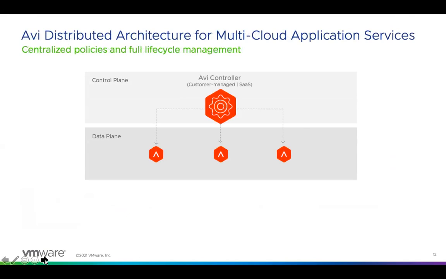Yep. So before we move into how this works in the Kubernetes world, just a quick overview of what the Avi architecture looks like. Unlike any other load balancer in the market, Avi has a very modern distributed architecture. What that means is there is a centralized control plane called Avi controller, which manages multiple data plane entities called service engines. Now, all of these are completely software.